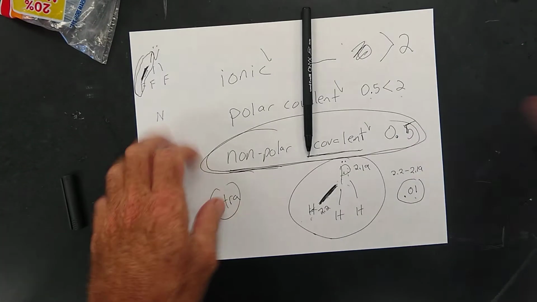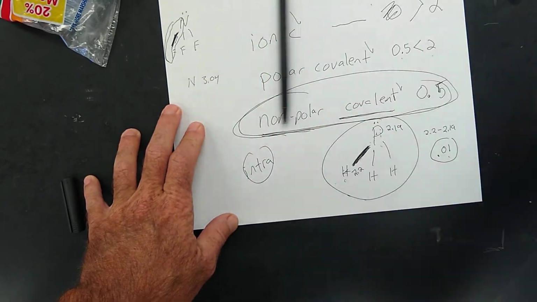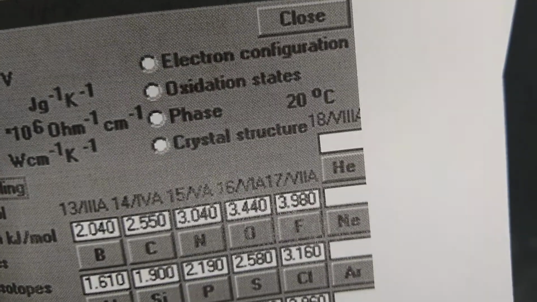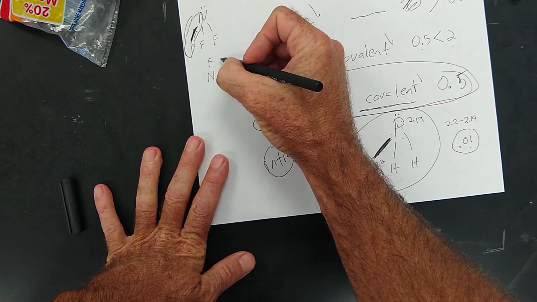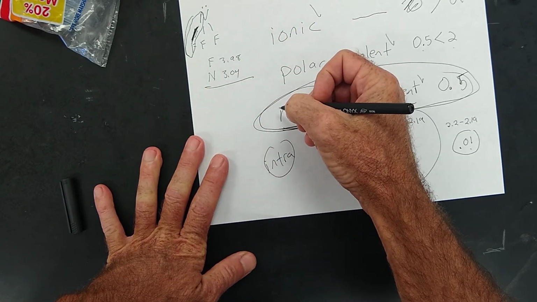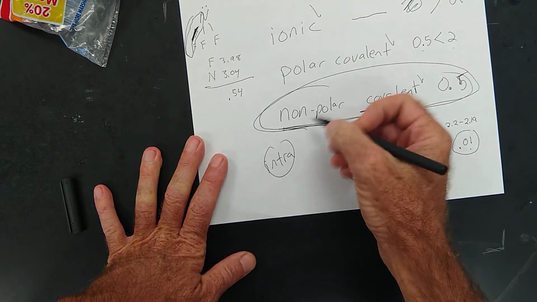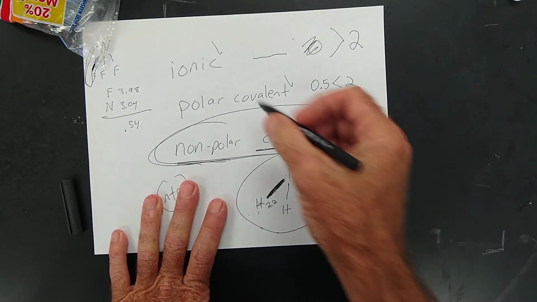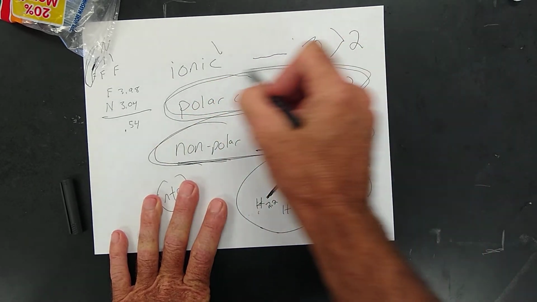We'll look it up. Above the N, it says 3.04. Okay. So for the N, it's 3.04. And for the F, we'll look up an F. It is 3.98. The F is 3.98. We subtract them, we'll find the difference. And the difference is 0.54. So we'll look at our chart. That's between 0.5 and 2.